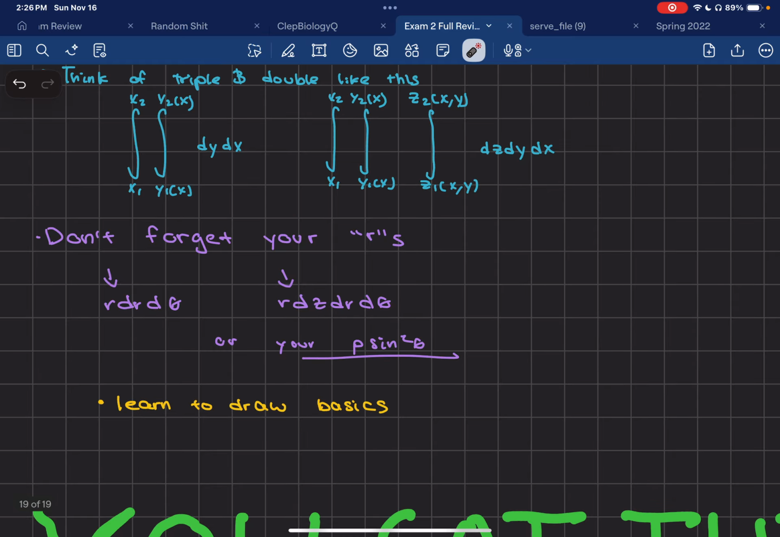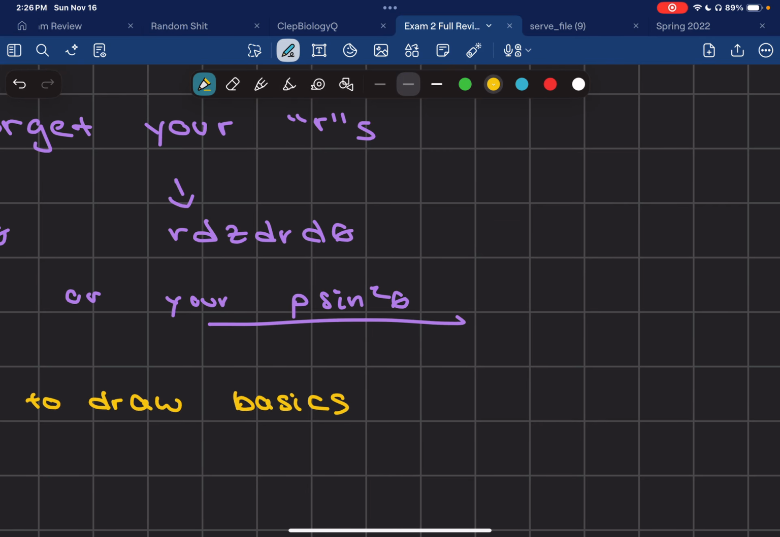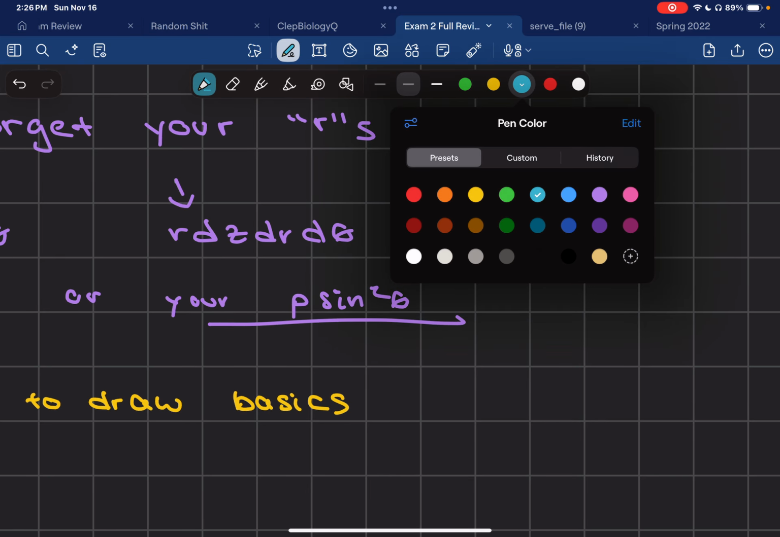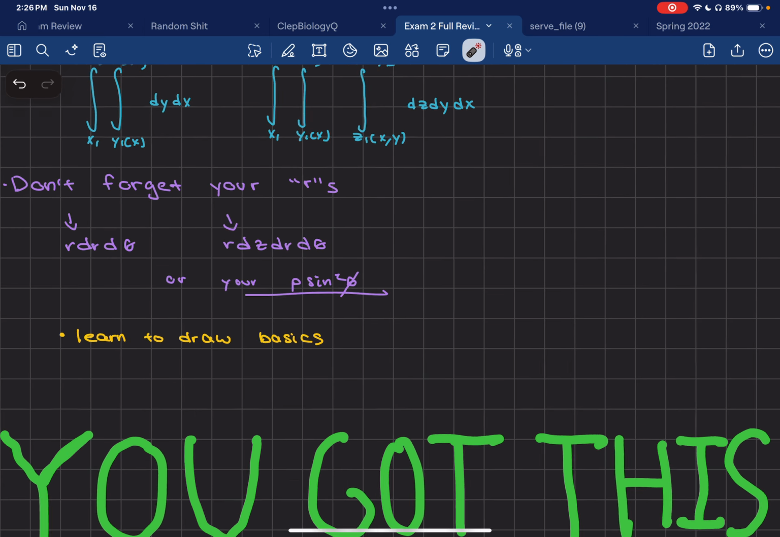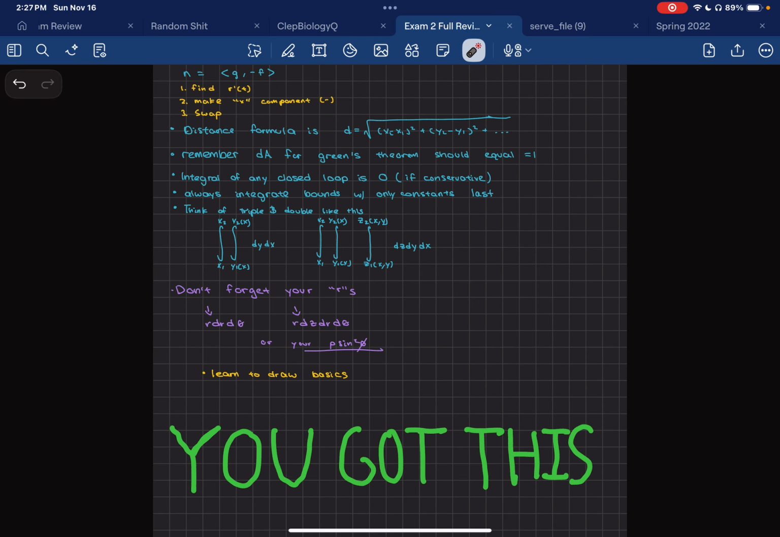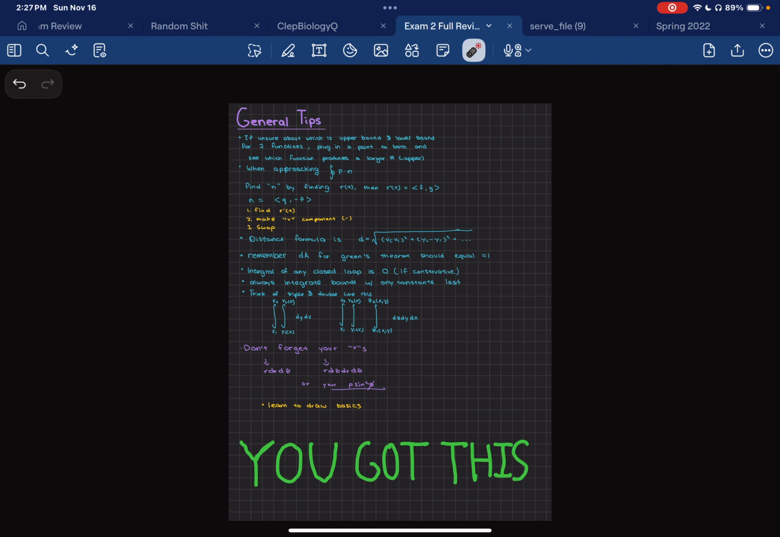Do not forget your r's, for the love of God, do not forget your r's, or your rho sine phi. Oh, whoa, I got that wrong. Wait, hold on a second. That should be rho sine phi. And learn how to draw. You got this. I believe in you guys. Do I believe in myself? Yeah, I don't know. But I gotta study some more anyways.